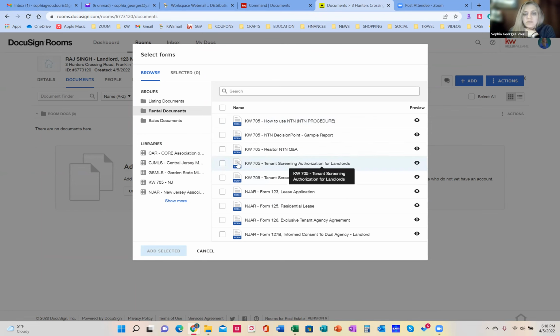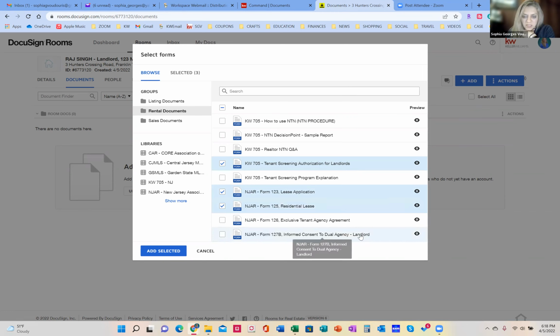This screening authorization, that's the form I want to show you for landlords to give you authority to use the NTN. There's a lease application, which I know Shalini knows very, very well now. Right, Shalini? Residential lease.